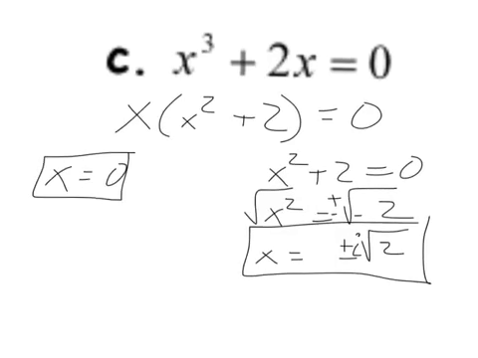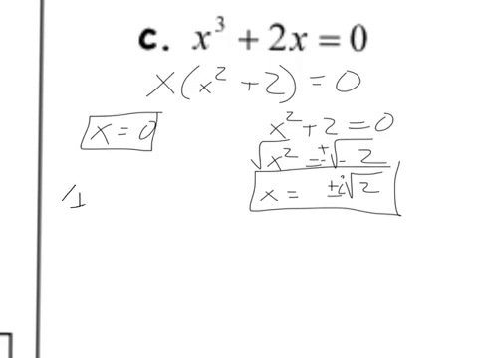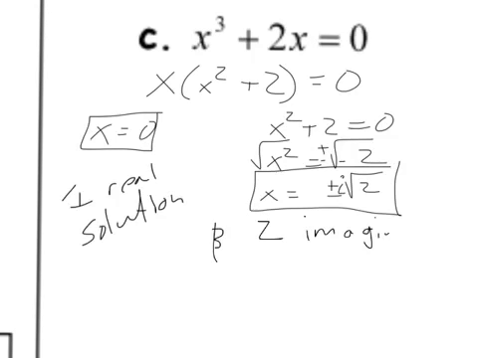So this one, we would say, has one real solution. We don't talk about whether it's positive or negative. And, okay, so we have one real solution and two imaginary solutions. There we go.